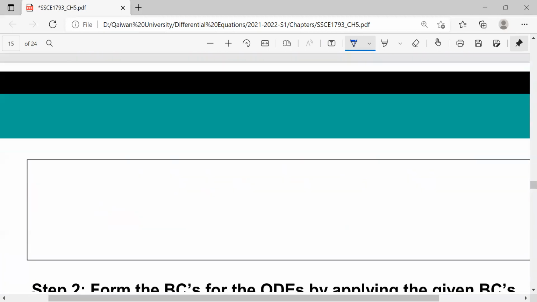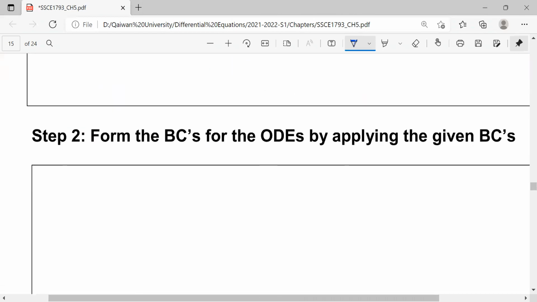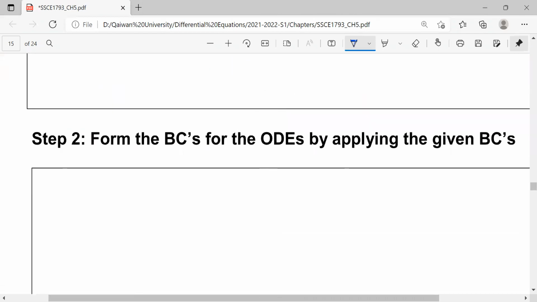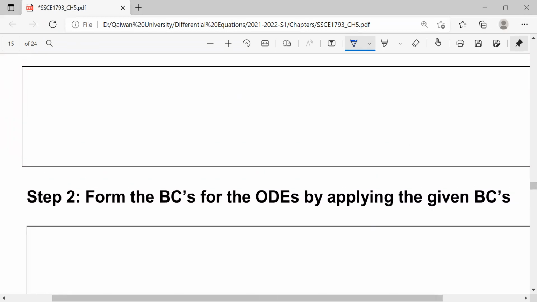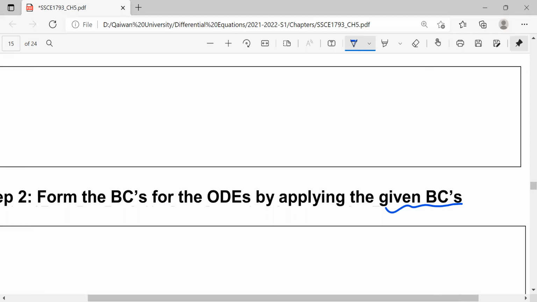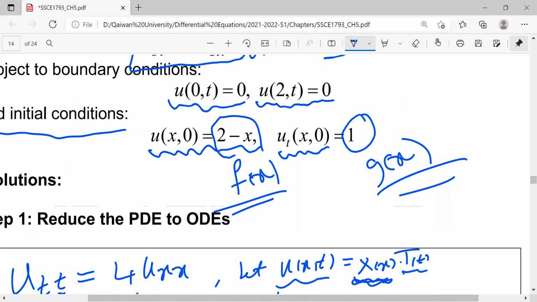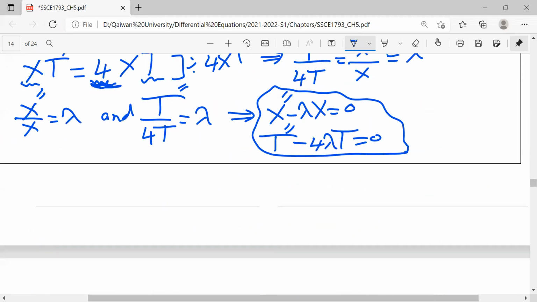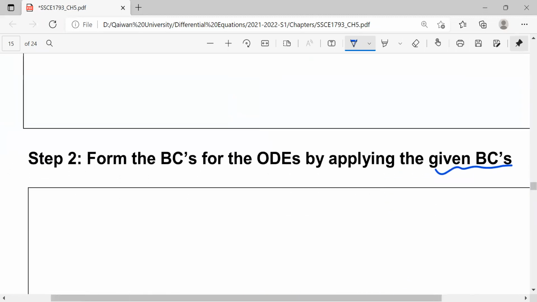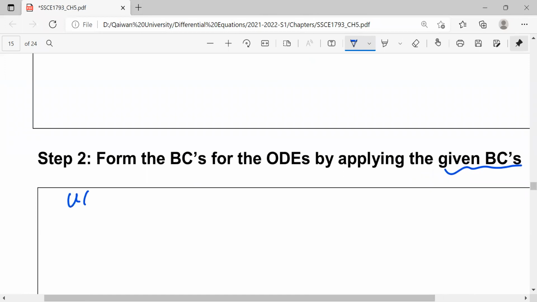Now, what we do here, we just try to find the boundary conditions for the ordinary differential equations from the given boundary conditions. We have given two boundary conditions, which are u of 0, t equals 0 and u of 2, t equals 0. We have these two boundary conditions, u of 0, t equals 0 and also u of 2, t is still 0.